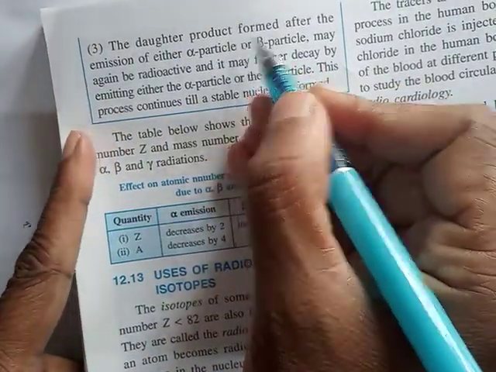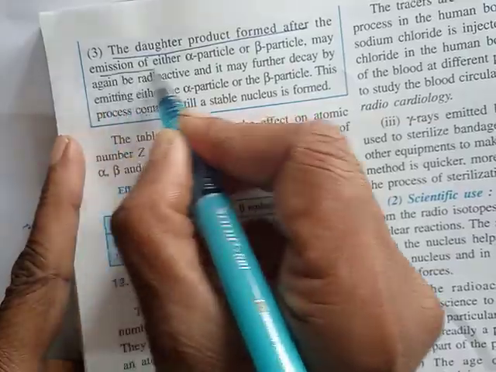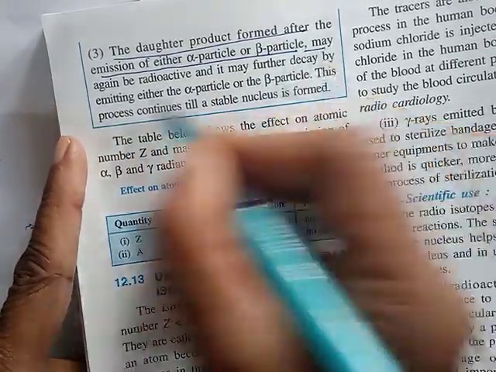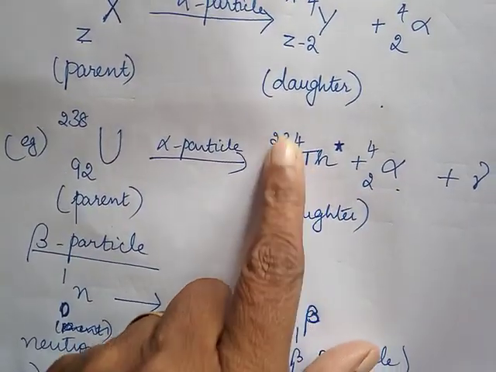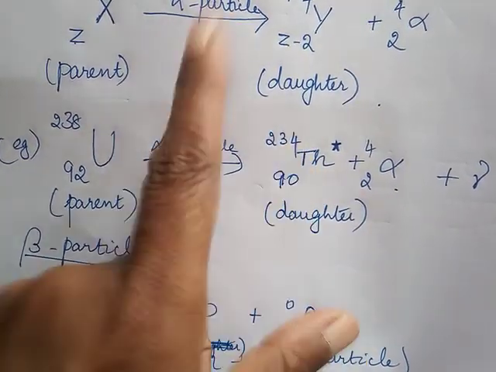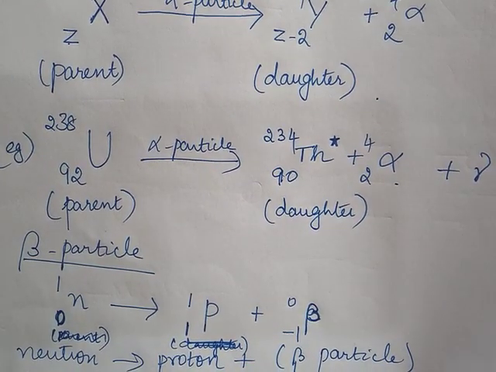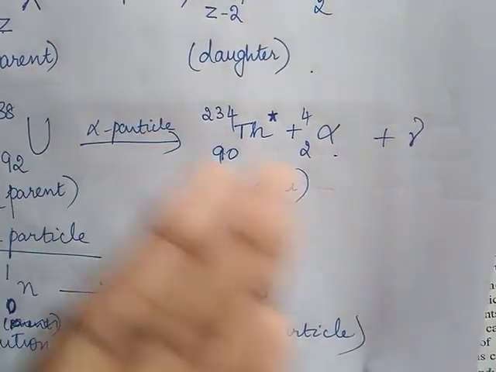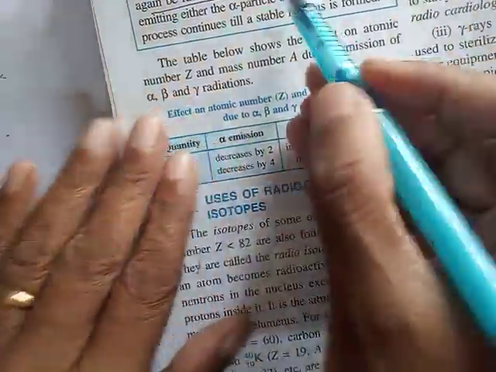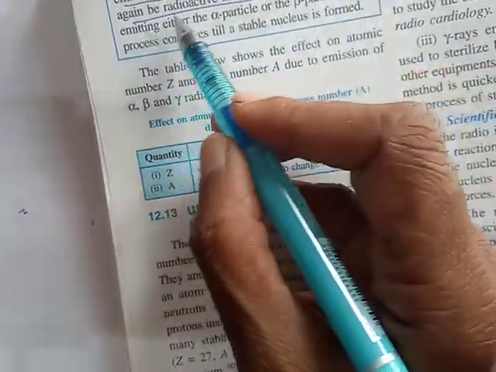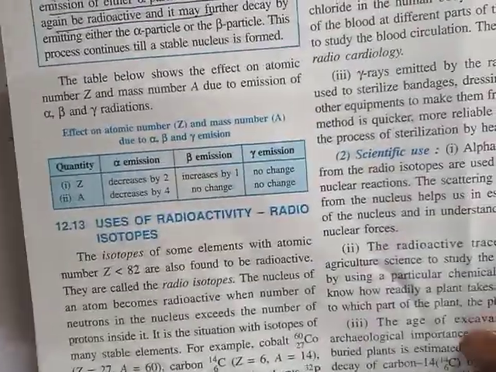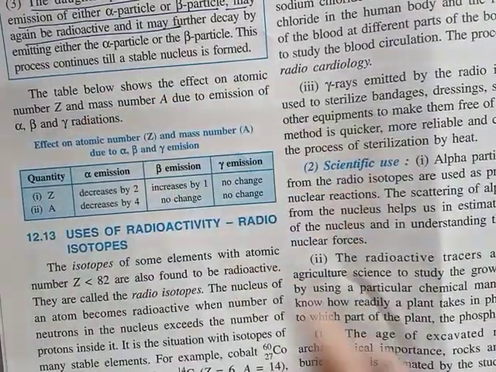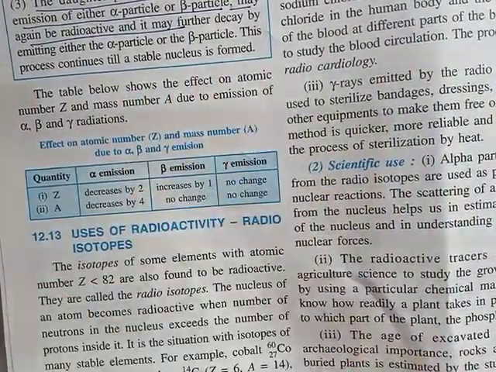Then the third conclusion is that the daughter product formed after the emission of either alpha or beta may again be radioactive. The daughter nuclei formed will again be radioactive, and this can emit again an alpha or a beta particle. That is also possible. So usually this keeps going on. The daughter product formed may again be radioactive, and it may further decay by emitting either alpha or beta. This process continues till a stable nucleus is formed.